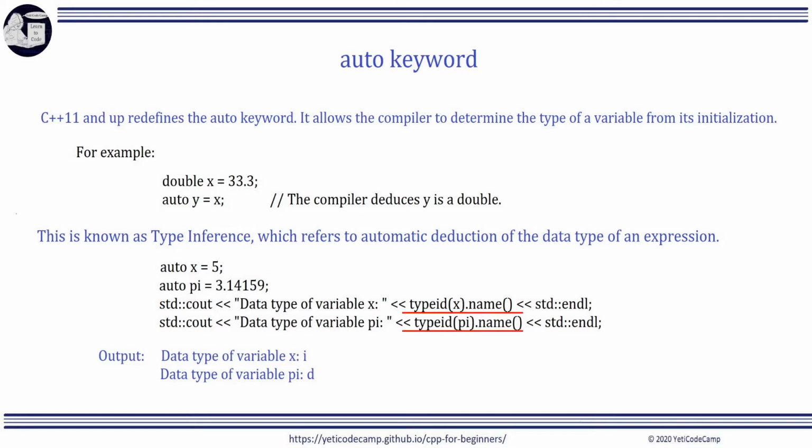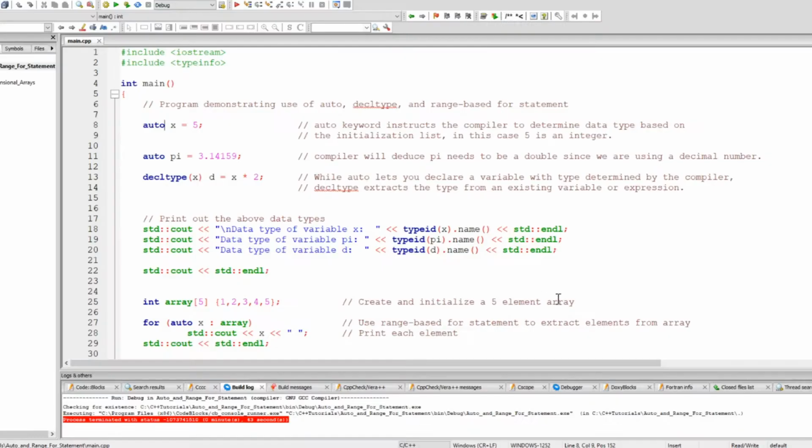If we use the typeid function on the variables, we can display their data types. So let's look at some example code. I have some example code here to help demonstrate the previous slide. I have our two variables, x and pi, which both use the auto keyword for the compiler to determine their data types based upon their initialization.